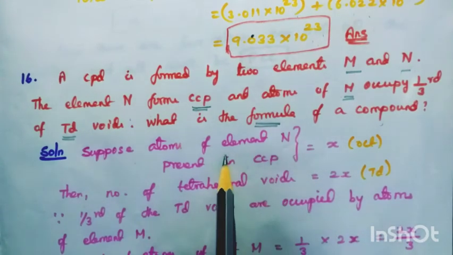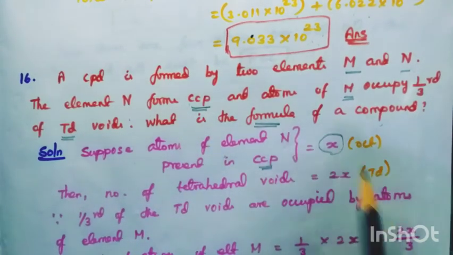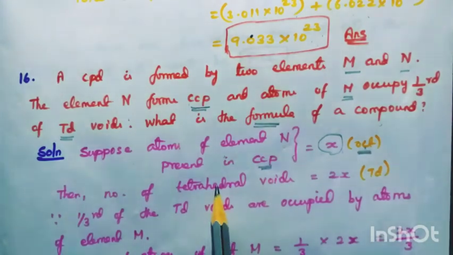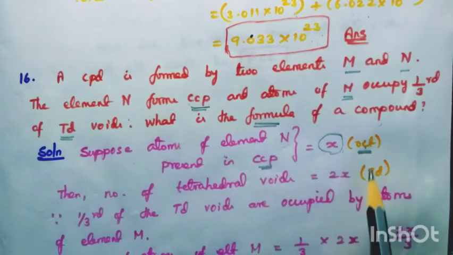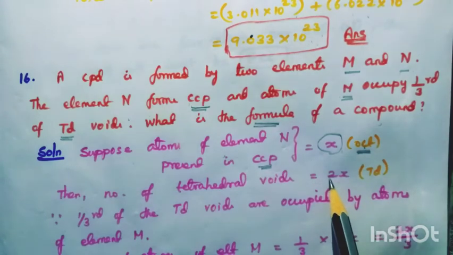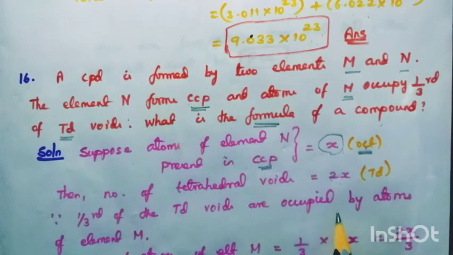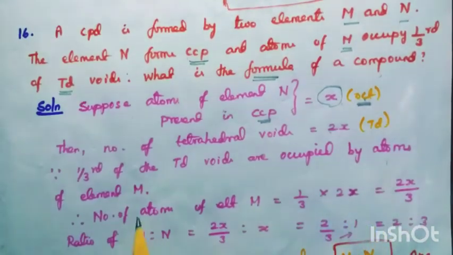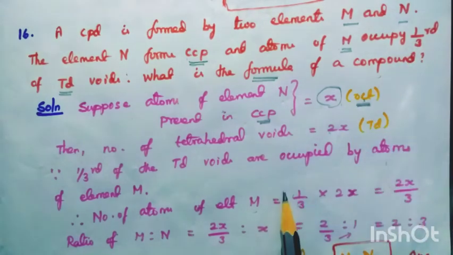Suppose the number of atoms of element N present in CCP is x. We don't know it, so octahedral voids are x. That means tetrahedral voids are double that, 2x. Octahedral 1 means tetrahedral 2, so 2x. In the problem it is given as 1/3. Since 1/3 of the tetrahedral voids are occupied by the atoms of element M, the number of atoms of M is 1/3 × 2x, that is 2x/3.